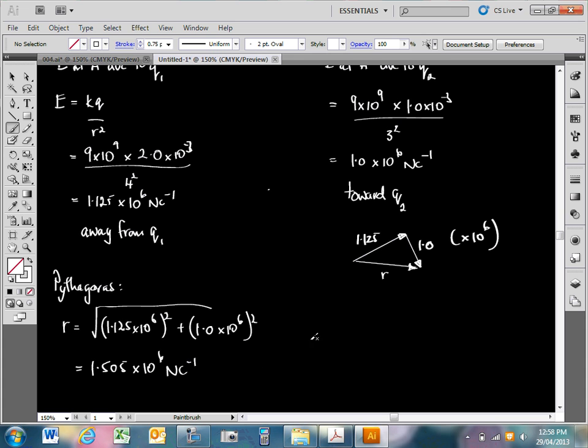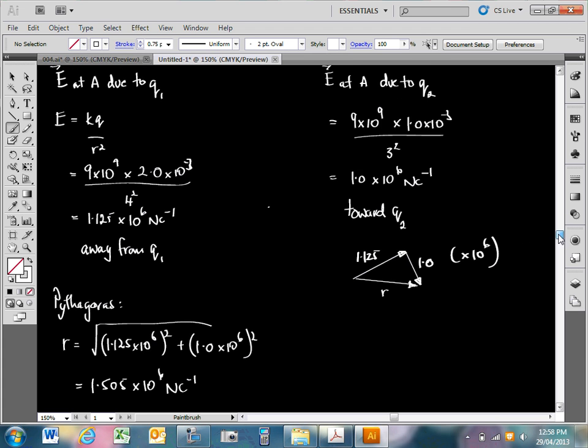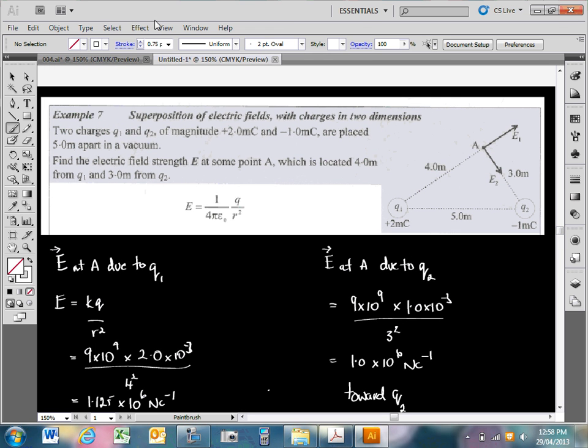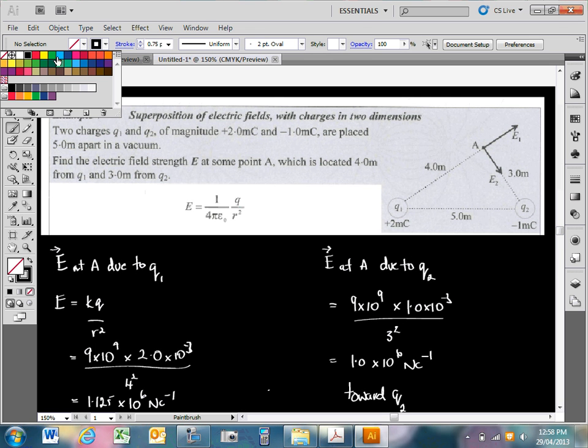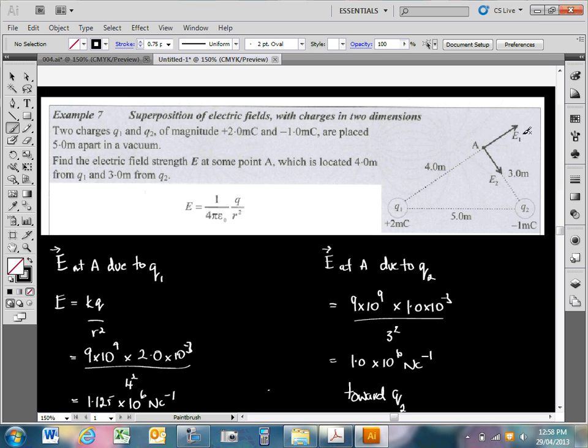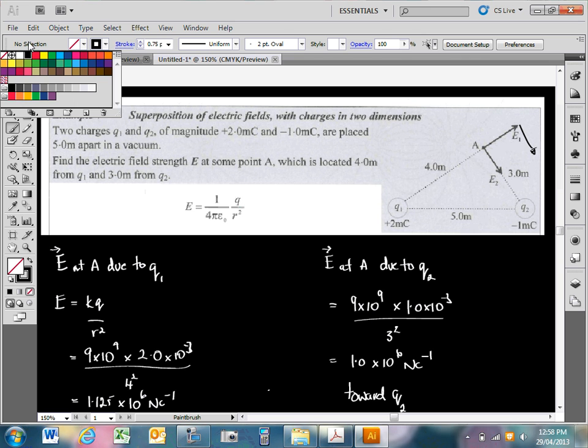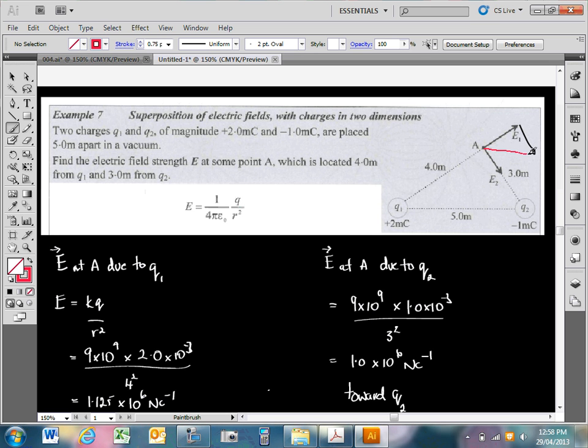You need to put a direction in, don't you? Now remember, we'll just have a look at this diagram up here. And all I've done is I've taken this E1, or E2, sorry, and moved it up to here. Okay, that's all I've done. And this is our resultant here. I'll put it in red. And I'll draw a nice straight line there for our R.